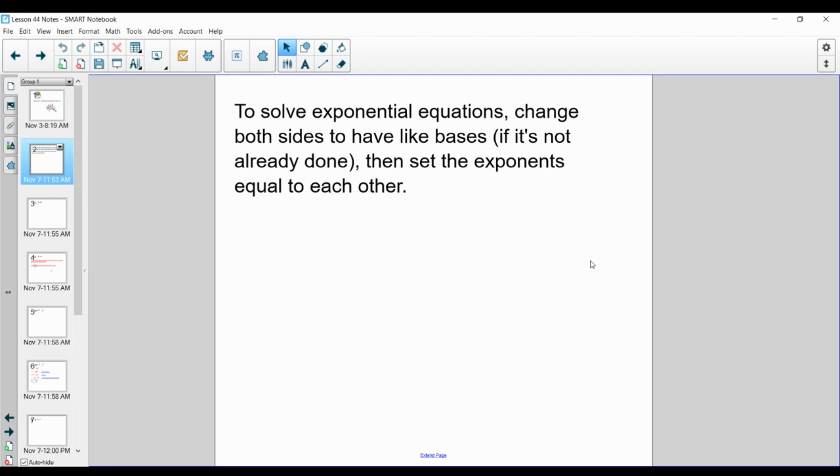So with exponential equations for this chapter, what we're going to do is change the equation so that they both have the same base, so that they're both say 2 to a power or 4 to a power or something like that. It may already be done for you, like you'll see in a couple of problems. And then you're going to take the exponents and set them equal to each other and solve.